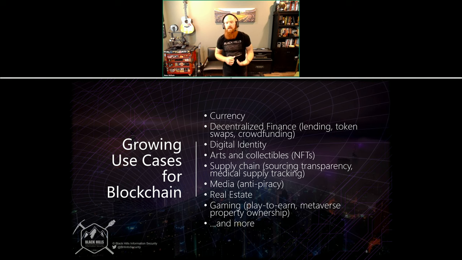Then there's digital identity. Some projects are looking at tracking identity on the blockchain. Some websites that are implementing Web3 and interacting with MetaMask wallets allow you to authenticate using the private key of your wallet itself, which tracks who you are. Non-fungible tokens, NFTs, are hugely exploding in popularity as well. Supply chain tracking, media, anti-piracy is an interesting use case. I saw Disney is using blockchain to help prevent movie piracy, by limiting the amount of playback time in theaters. They would provide a blockchain-based solution to prevent piracy, which is interesting.